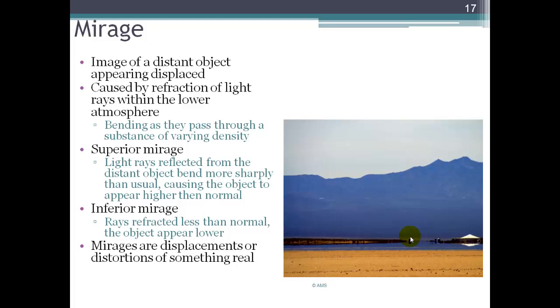So with a mirage, there's something called a superior image. This is when light rays reflected from the distant object bend more sharply than usual, which causes the object to appear higher up than normal. And an inferior image, or mirage, is when the rays are reflected less than normal, so the object appears lower than normal. So mirages can sometimes be displacements of something that's real, or something that's not really there, like in this desert mirage, where somebody might think that this is water, like a lake in the distance. It's actually the sky, and it's just being refracted and playing this game with our eyes because of the different densities of air.